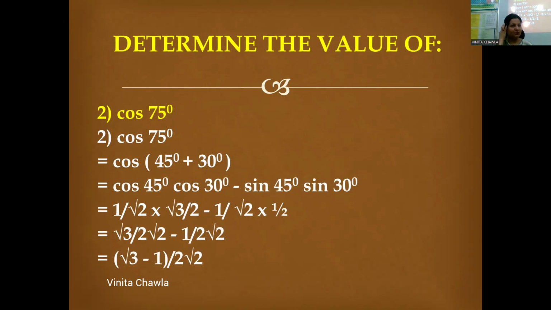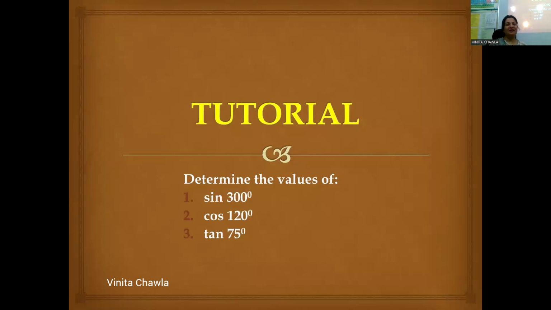Now, without looking above, do it on your own and then verify the answer. Sin 300 degree, cos 120 degree and tan 75 degree. Find the values of these three first.